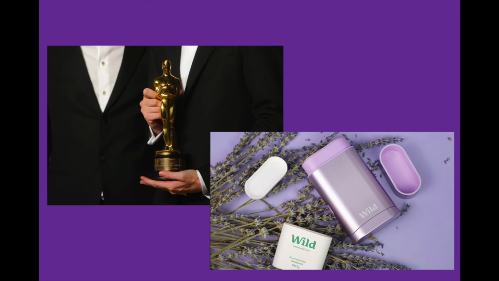So what do I need to tell you? Oh, an example, that will be good. Here is an example in case you're thinking, Jen, what are you talking about? As you can see, there are two photos here for this riddle. On the left, we have an award, and that is an Oscar. And on the right, we have deodorant, and the brand is Wild. So this is Oscar Wilde.